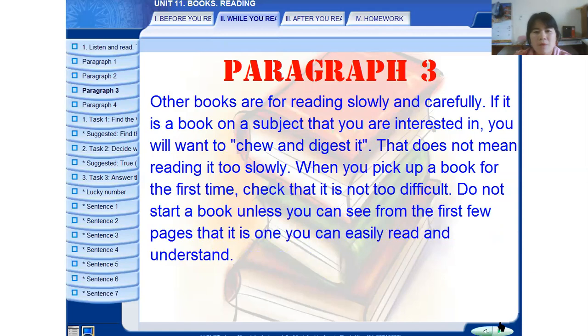Other books are for reading slowly and carefully. Is it a book on a subject that you are interested in? You will want to chew and digest it. That does not mean reading it too slowly. When you pick up a book for the first time, check that this is not too difficult. Do not start a book unless you can see from the first few pages that it is one you can easily read and understand.